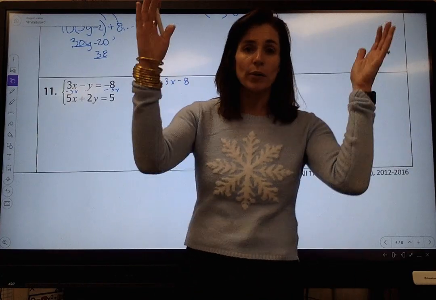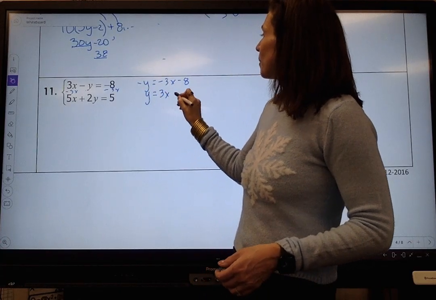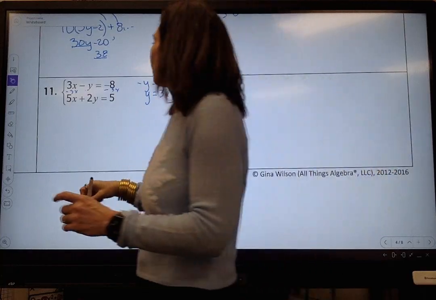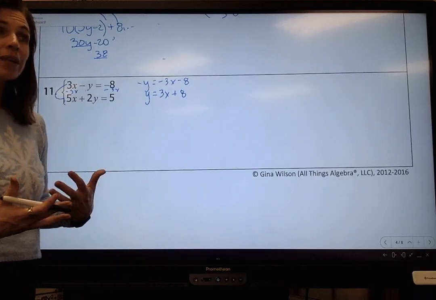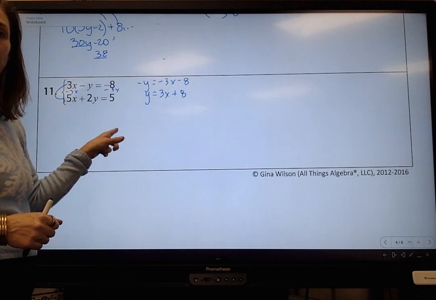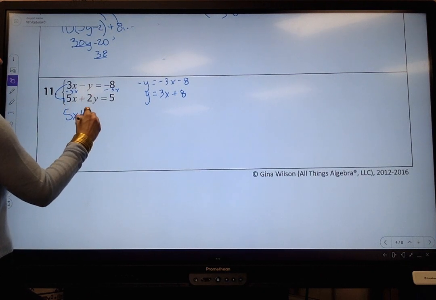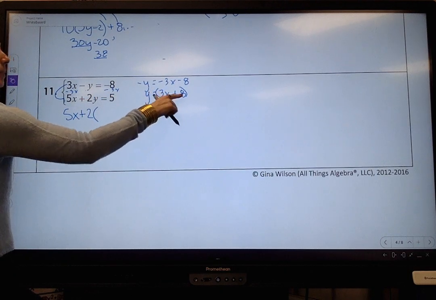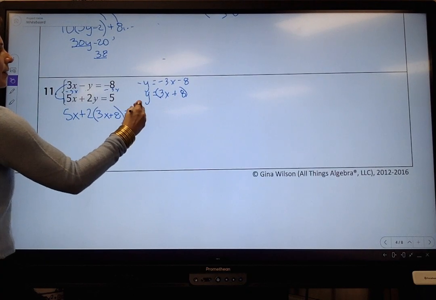Y can't be negative, so I just do the opposite. So I get y equals 3x plus 8, the opposite of each. Now I have y by itself. So I go down to the next equation. The 5 stays the same. The only thing changing is that y is out, and 3x plus 8 comes in. So 5x stays the same, plus stays the same, 2 stays the same. Y is gone. And who takes its place? 3x plus 8, and then equals 5.